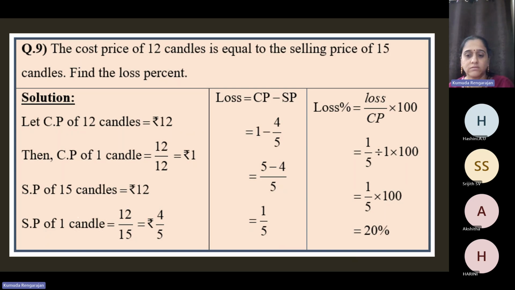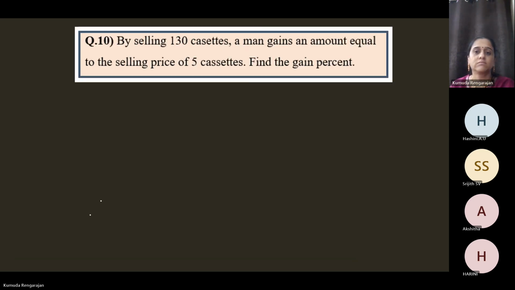Okay, next one. One second. Understand, this is slightly different. Look at this question. By selling 130 cassettes, a man gains an amount equal to the selling price of 5 cassettes. Find the gain percent. One minute. By selling 130 cassettes.